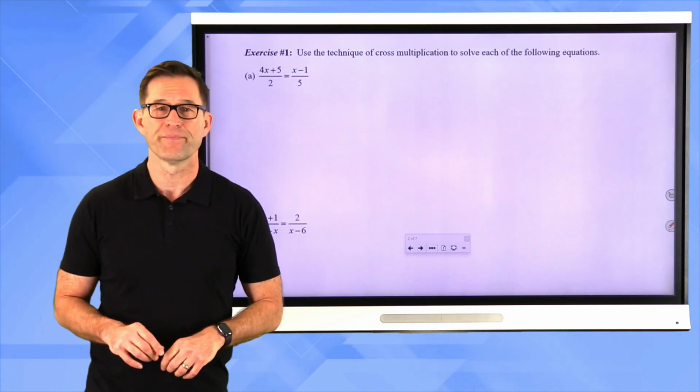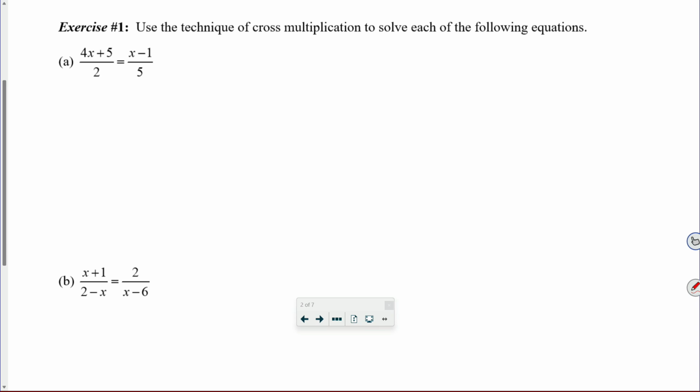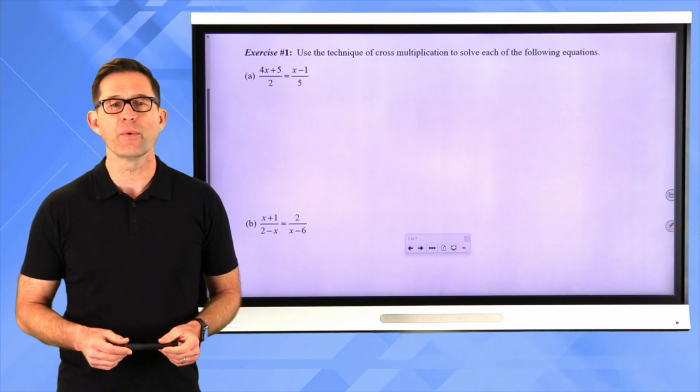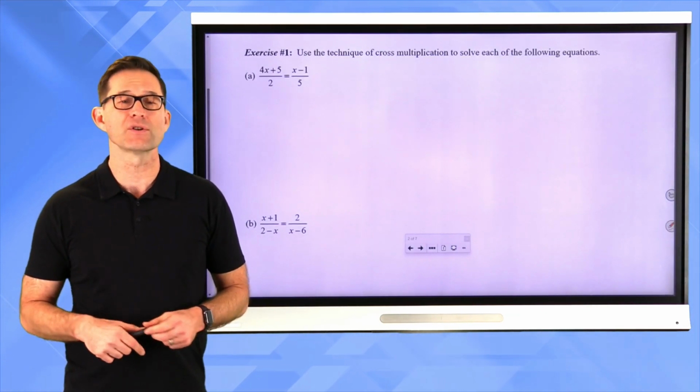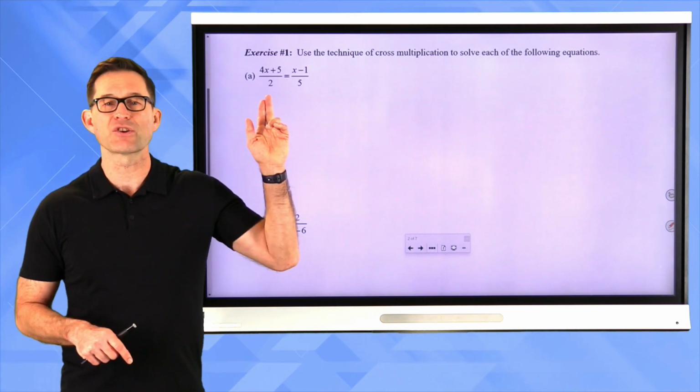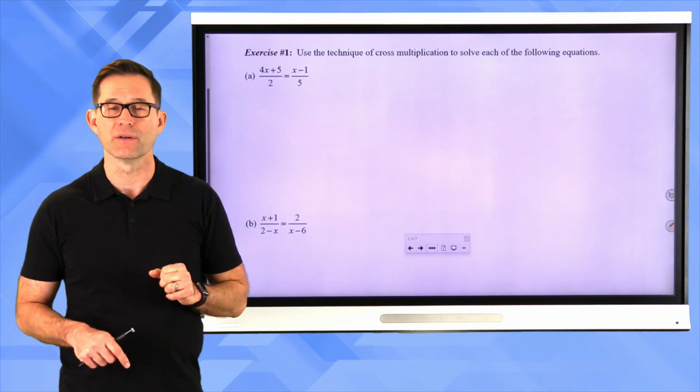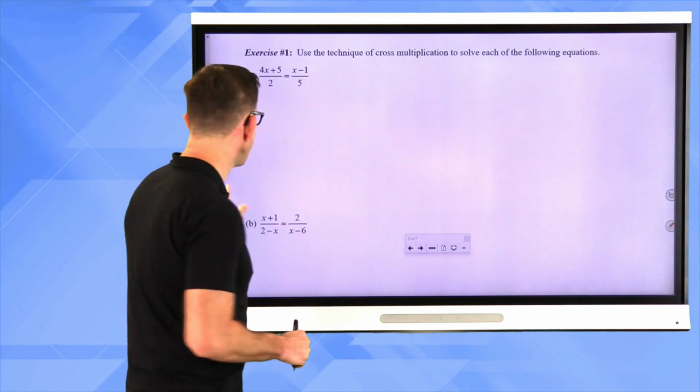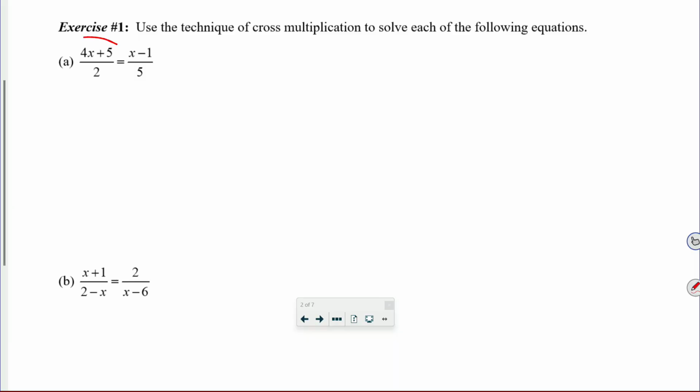Exercise number 1. Use the technique of cross-multiplication to solve each of the following equations. All right, so cross-multiplication is how we tend to solve fractional or rational equations when we have a fraction equal to another fraction. And as you may recall, the way that we do cross-multiplication is to simply multiply these two, the numerator there with the denominator there, and multiply those two as well.